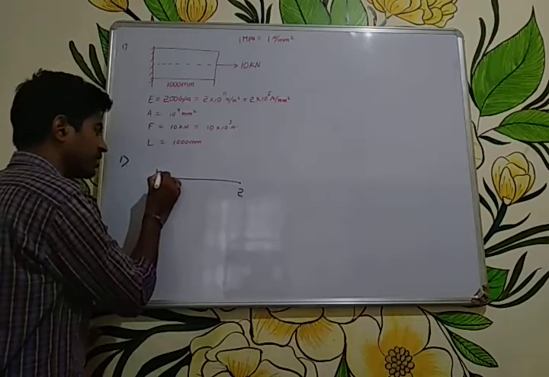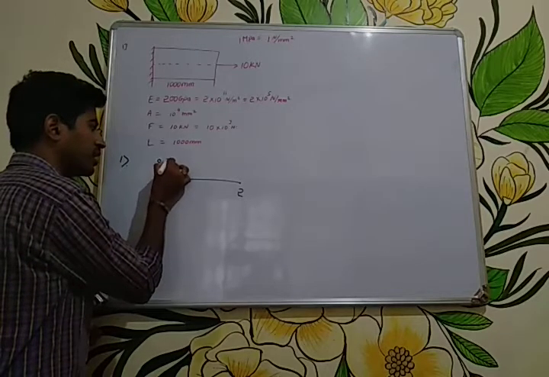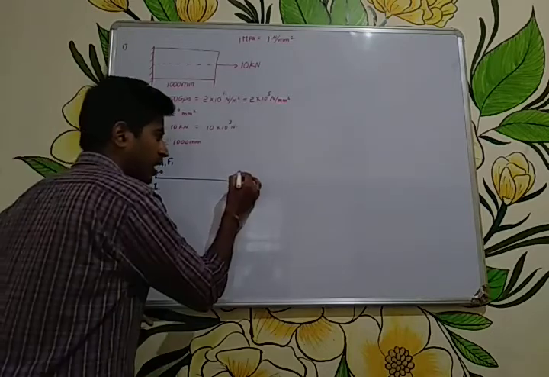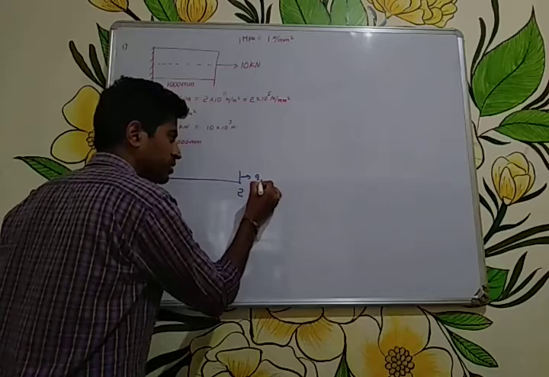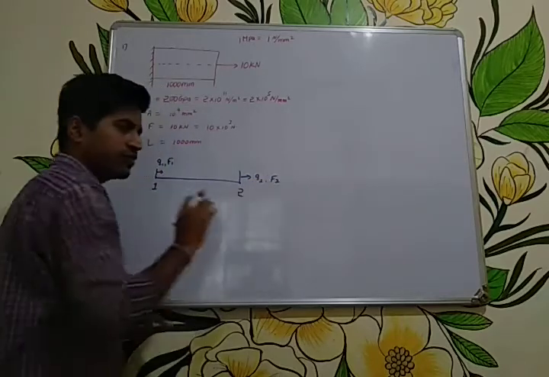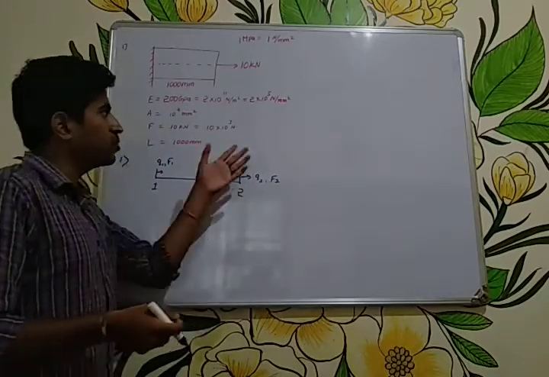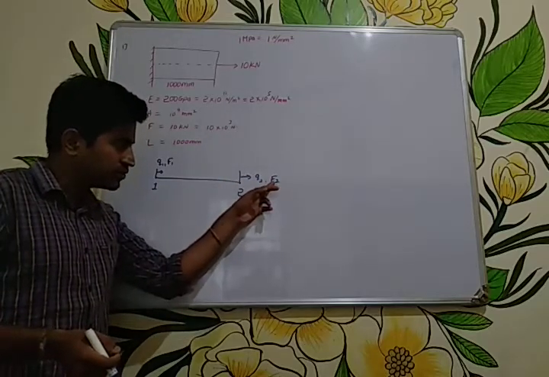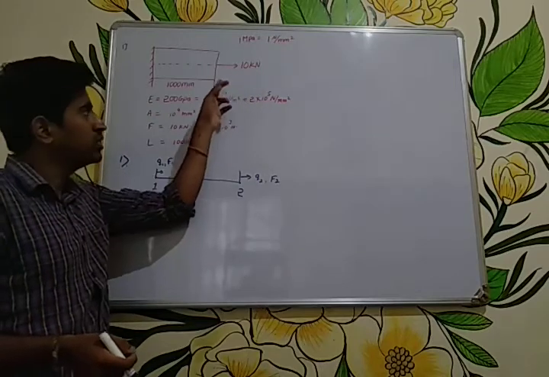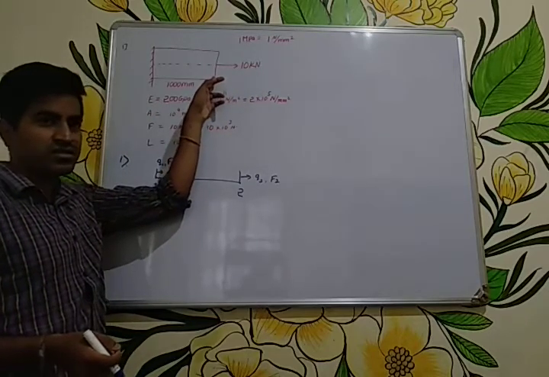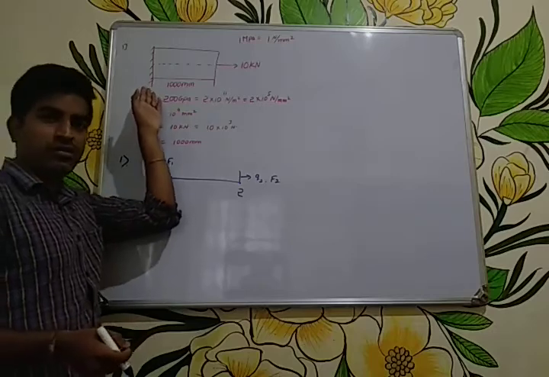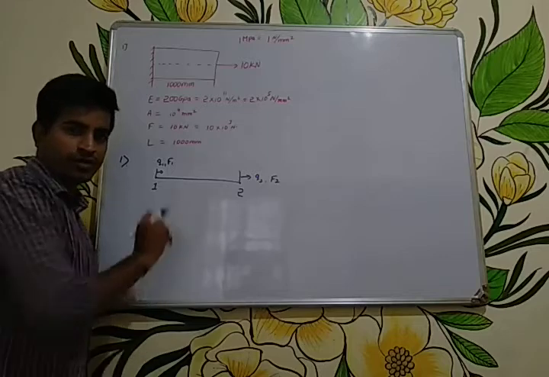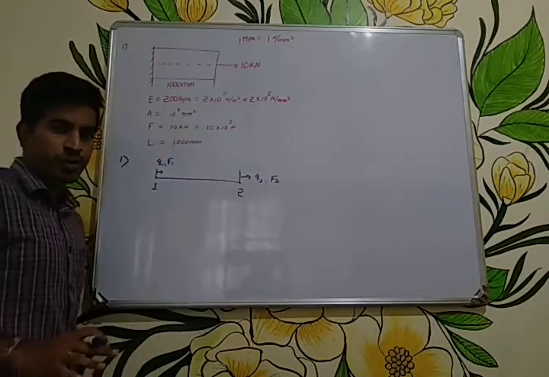Then here I will consider Q1 and F1, the displacement and force applied, and at node 2, the displacement Q2 and force F2. As per the problem, we know only one force and one displacement. Definitely under the application of this force, 10 kilonewton, the displacement only takes place at this point, not at this point, because it is already fixed. So this is how you have to model the FE of this structural problem.